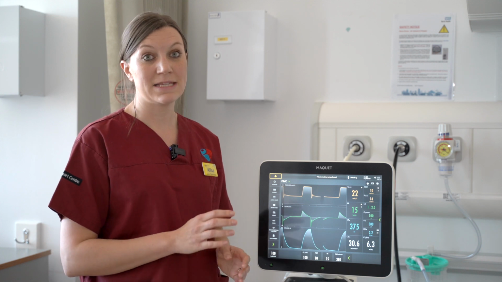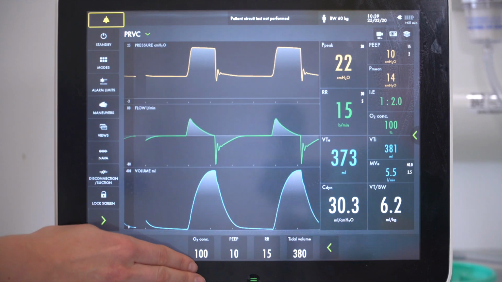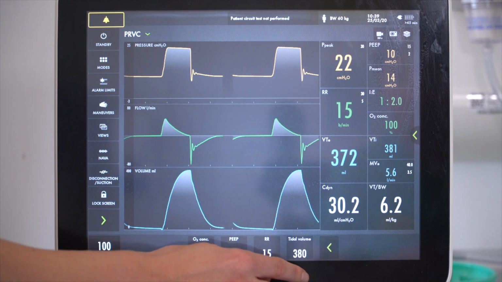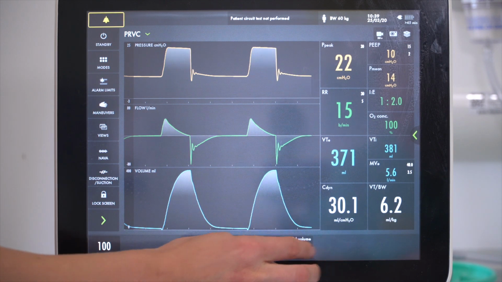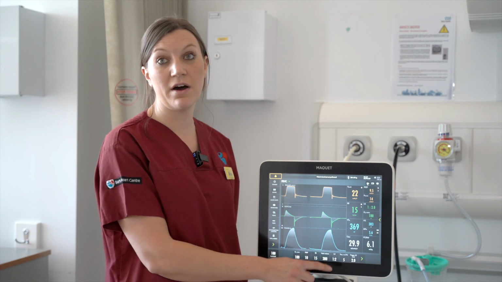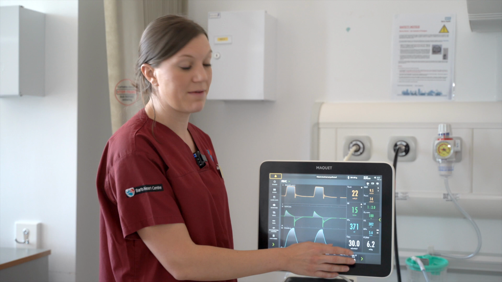The same as pressure control, you would be setting your oxygen concentration and your PEEP and your respiratory rate. And in this mode of ventilation, a tidal volume is set. As with pressure control, you have the same settings of your inspiratory to expiratory ratio, your rise time and your trigger.